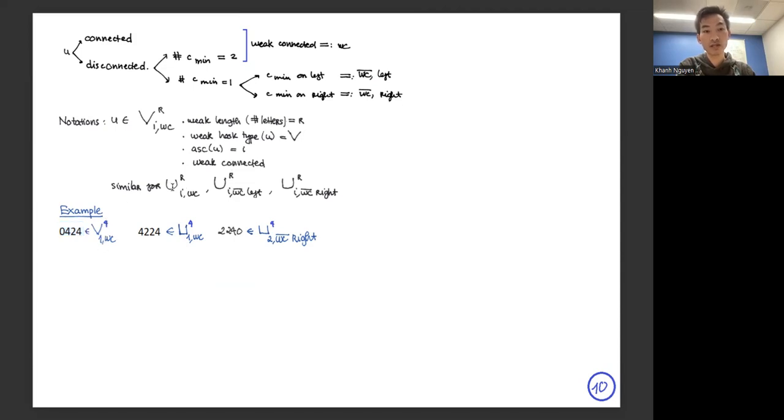Similarly, we use the notation U, I, WC and R, or U, I, WC, I-bar and I-never, depending on the size, same as in the hook form. And you can check this one. You can check the example, I mean not the example, the two remaining examples here.